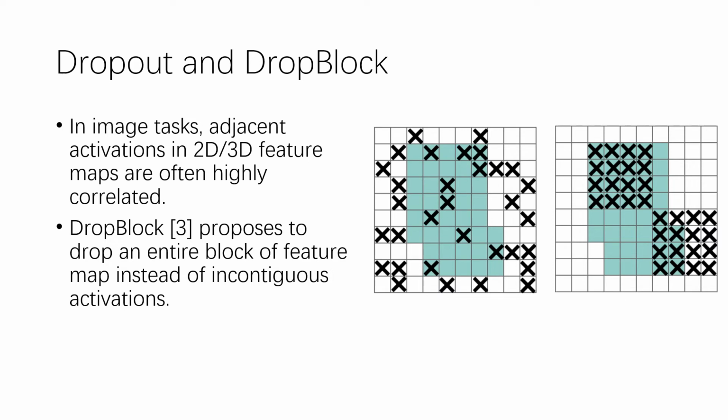So that's why DropBlock was proposed. DropBlock proposes to drop an entire block of features instead of non-contiguous activations, like this illustration to the right. To the left, we have the traditional dropout, which just randomly drops any activations. To the right, we have DropBlock, which drops an entire block of a certain size. This will break the high correlation of adjacent features.